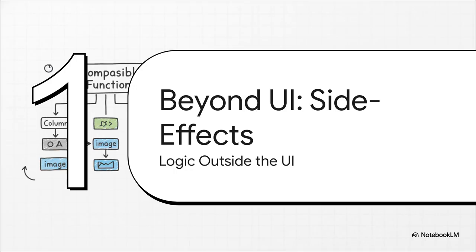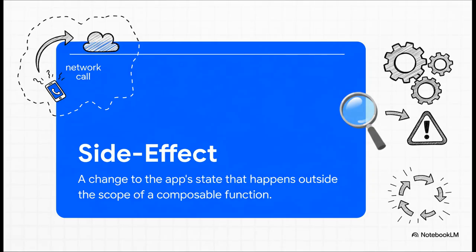But what happens when you need to do something that isn't strictly UI related? You know, like kicking off a network request, logging something, or showing a snack bar message. How do you handle that stuff? Well, that's what we call a side effect.